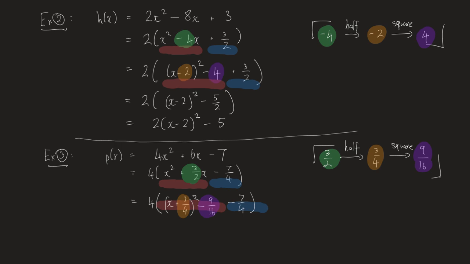Hard work is done, let's just do some tidying. So inside the parentheses, I have x plus 3 over 4 all squared. If I put those two fractions over a common denominator, I get negative 37 over 16. And now I can distribute that 4 and see if that helps tidy things up a bit. So I get 4 times the perfect square, x plus 3 over 4 all squared, and then I subtract off 37 over 4. And that's all there is to it.